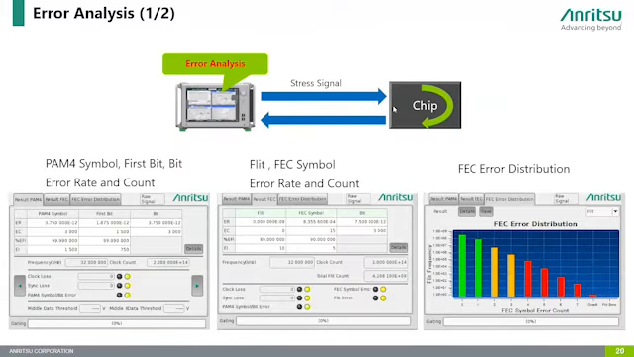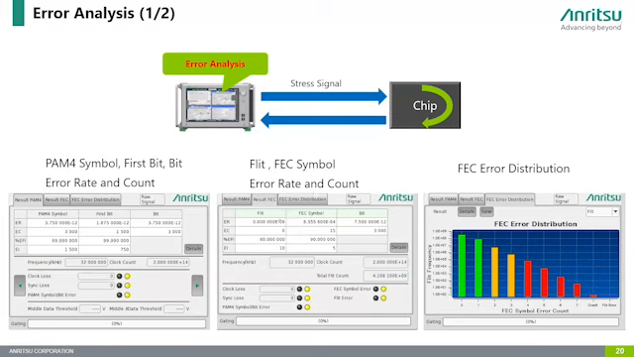So you always need to make a loopback. The PPG generates a stress signal, then it loops back and comes back to the error detector. This error detector has the function to measure PAM4 symbol errors, first BER, FBER, and lower BER. Then the error detector has a function to analyze whether an error can be corrected or not.